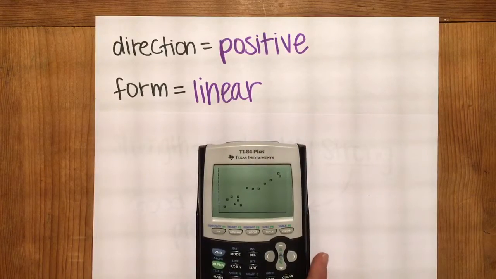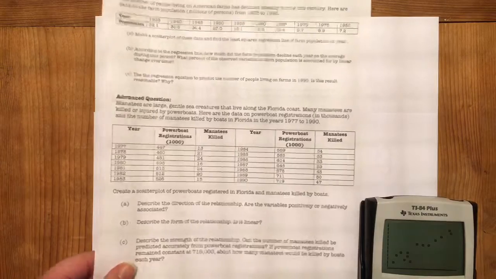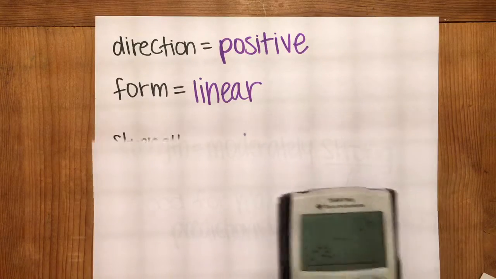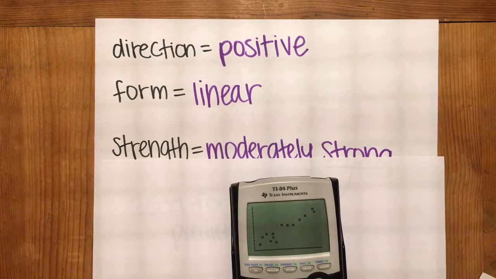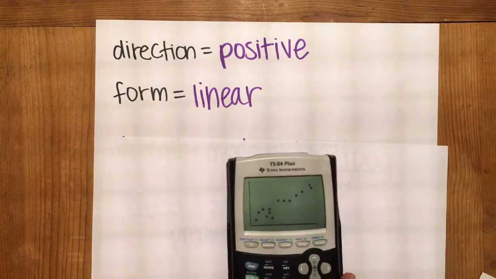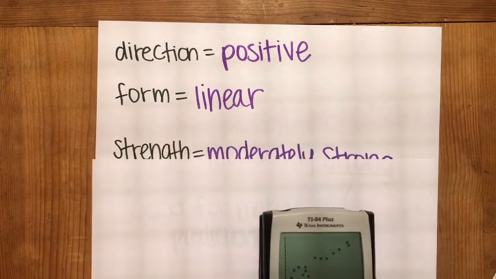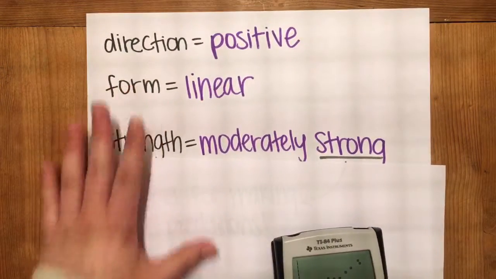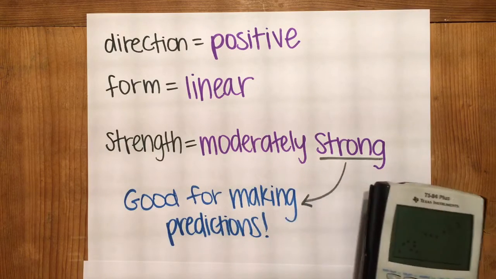And the letter C says to describe the strength of the relationship. So the strength means how closely the points follow a clear form, or how close they are together or how far apart they are. So the strength of this one is moderately strong, or fairly strong. And since this has a strong relationship, that makes it good for making predictions.